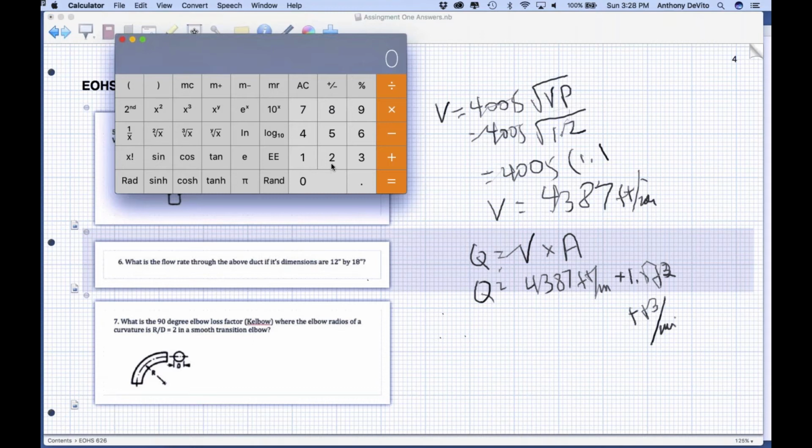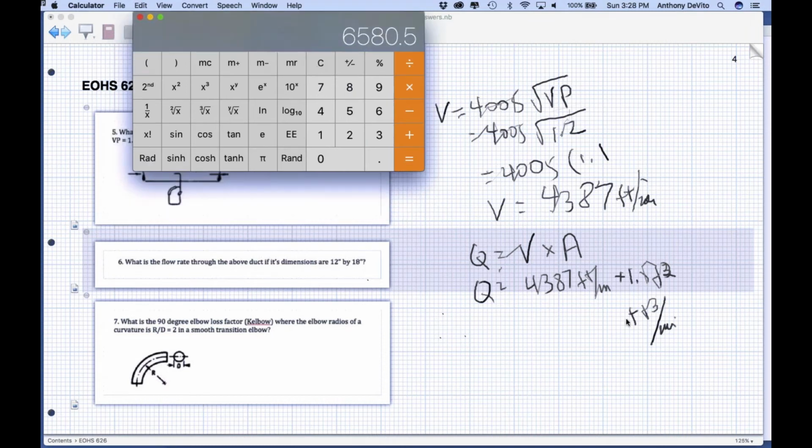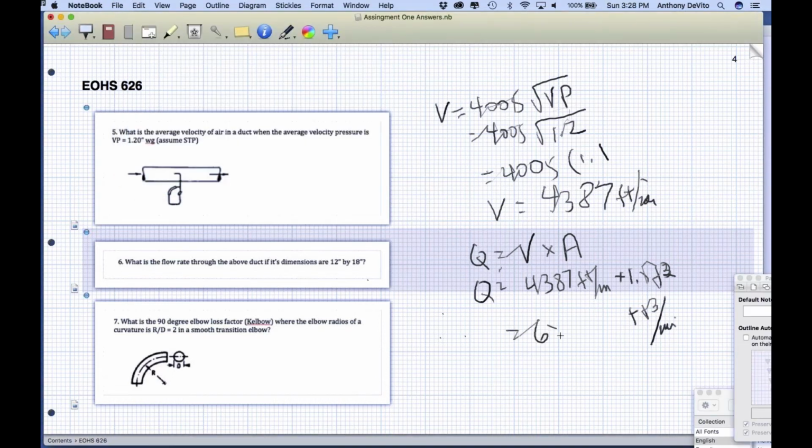I'll clear that. And actually, I shouldn't even really clear that. 4387 times 1.5 is equal to 6580. Okay, and I'm going to just call it 6580, a nice round number, feet cubed per minute. Hopefully you get around the same. If I hadn't erased my final result, which was a little bit more precise than 4387, I might have gotten a number that was just a tiny bit smaller or bigger than 6580. So if your answer is in that ballpark, that'll be swell.